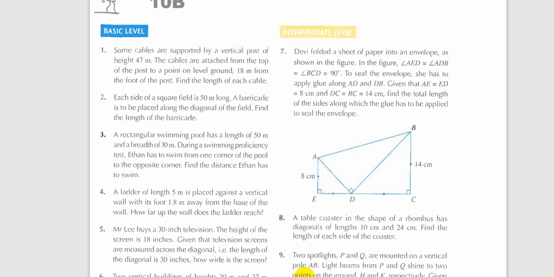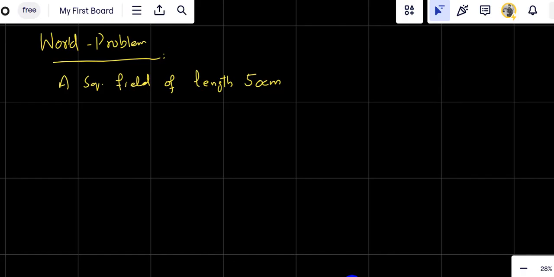And a barricade is to be placed along the diagonal of the field. Do you know what the diagonal of a square is?